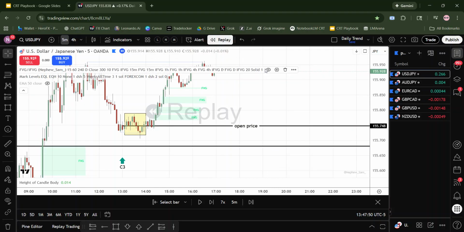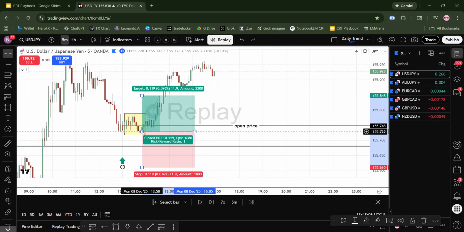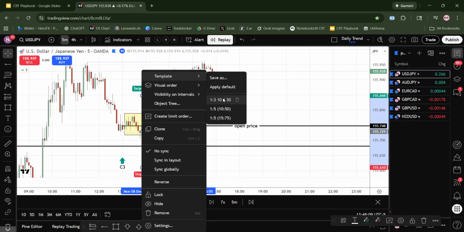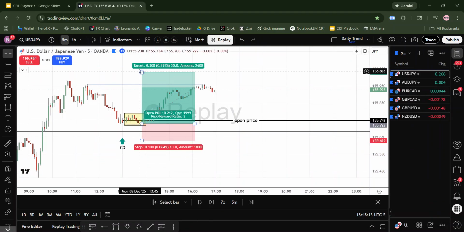So hide that. Best entry would have been anywhere from 1 to about 2. The perfect entry would have been like at 150. Then you could have got, let's see if we got 1 to 3. No, not quite. Well, let's see. It depends on what our stop loss would have been.